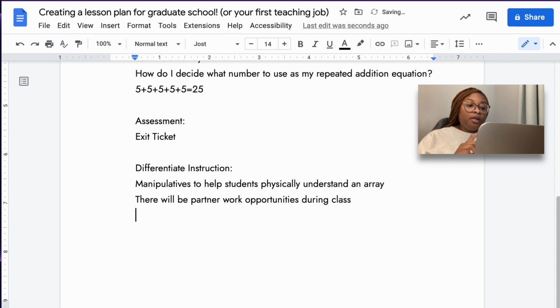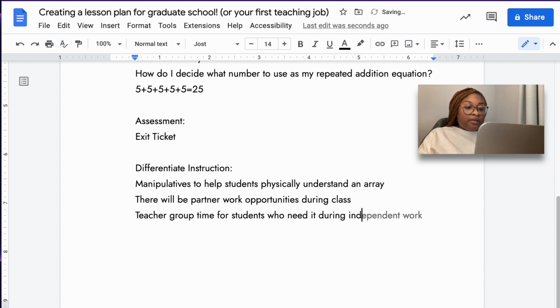And then also, there will be time during independent practice for a small group to come with you. So I'll write teacher group time for students who need it during independent time. Okay, so those are 3 things that you can always say.